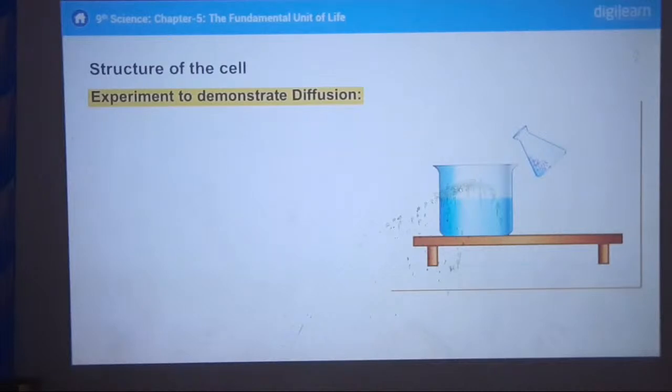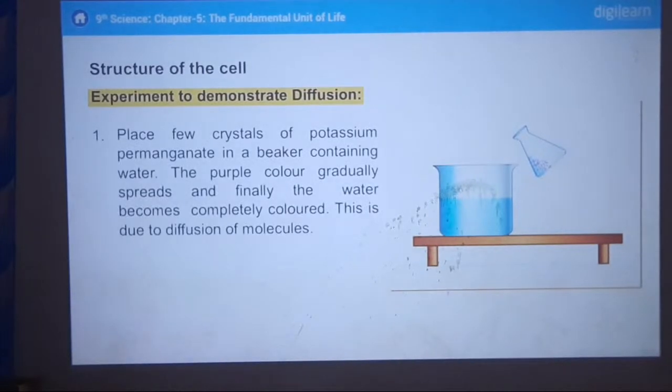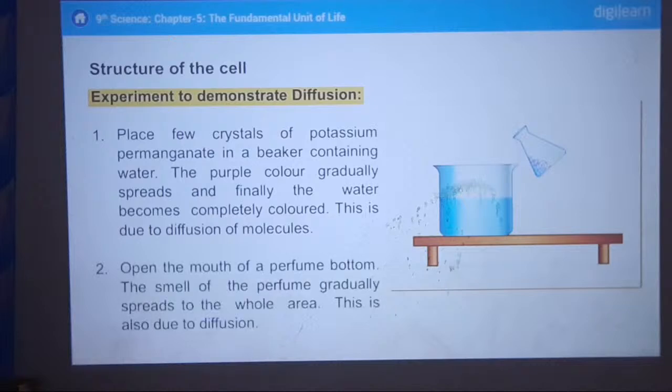Experiment to demonstrate diffusion. Place a few crystals of potassium permanganate in a beaker containing water. The purple color gradually spreads and finally the water becomes completely colored. This is due to diffusion of molecules. Open the mouth of a perfume bottle. The smell of the perfume gradually spreads to the whole area. This is also due to diffusion.